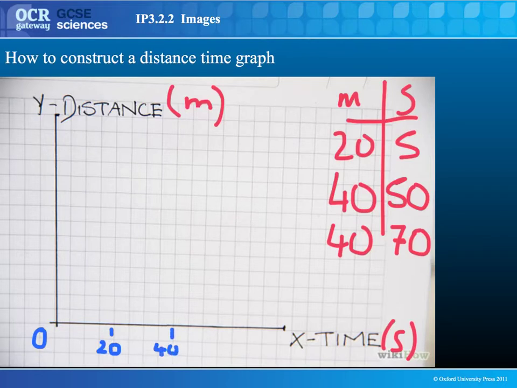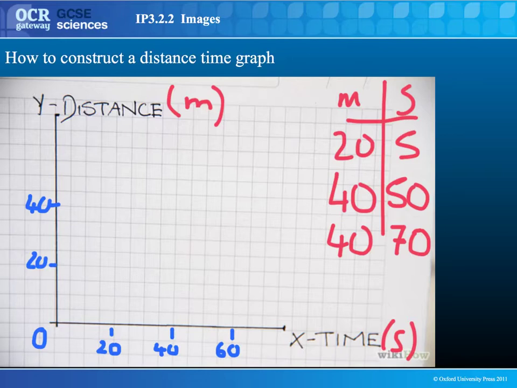So I'm going to set my axis out like this, with 20 seconds every 4 squares. I need to go up to 40 on my y-axis. I'm going to use the same scale. 20, 40.